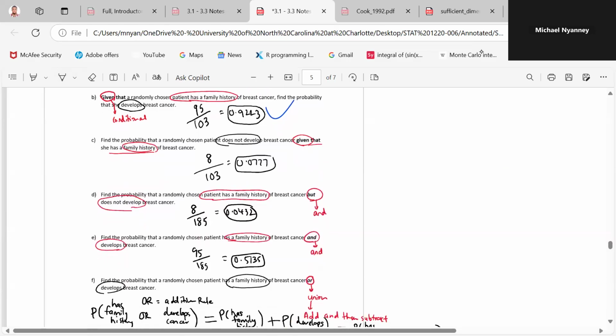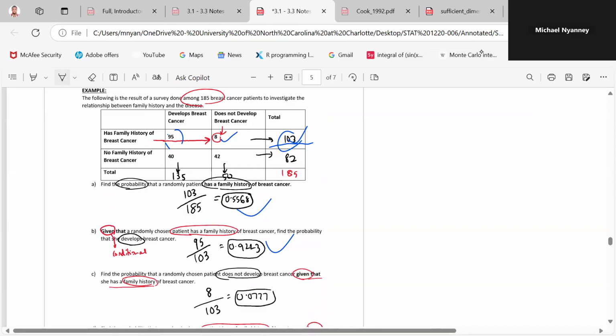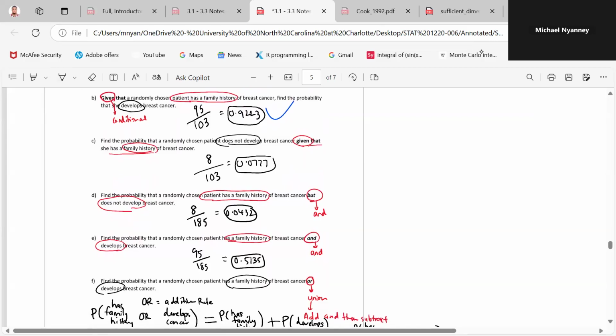All right, so let's try and solve D. We find the probability that a randomly chosen person has a family history of breast cancer but does not develop breast cancer. The but here means the intersection. So you go to those that have family history of breast cancer but do not develop it. So we have 8 here. We pick the 8 over the total, that is 185. Then we find the probability. The and here also helps us to do that.